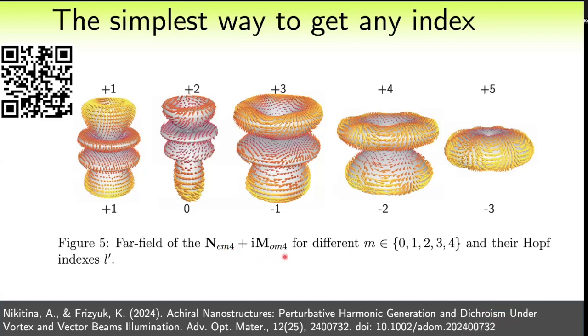Here in the figure are the sums of real electric and magnetic multipoles with total angular momentum 4 and different number M. And one can easily check visually that the indices of such zeros have a simple dependence on the number M.